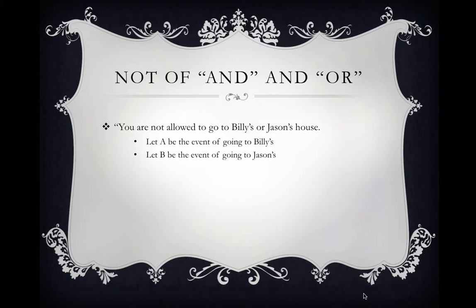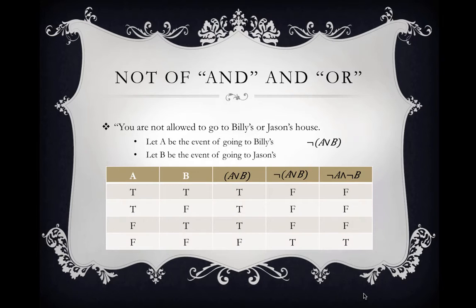Okay, let's look at the not of an or statement. Imagine your parents said to you, you're not allowed to go to Billy's or Jason's house. Again, let A be the event of going to Billy's house and B be the event of going to Jason's house. In a mathematical logical statement, this would be the not of A or B. So you can't have A or B. Looking at truth tables, the first and second columns again take on all the possibilities: A could be true, B could be true, A could be true while B is false, A is false while B is true, and A and B are both false.